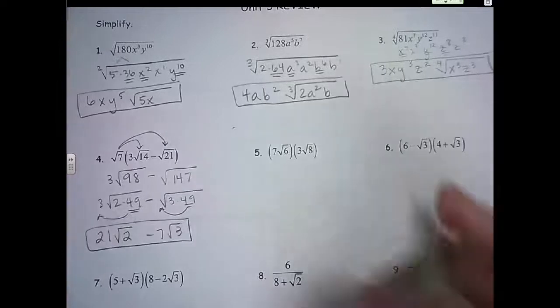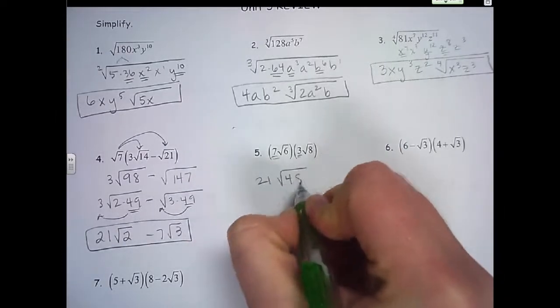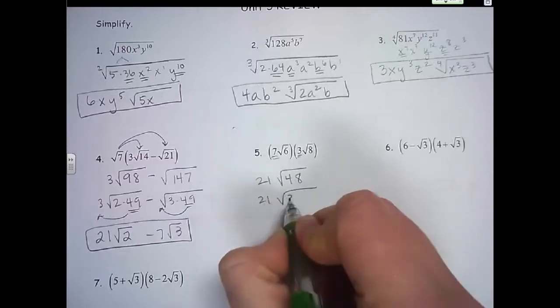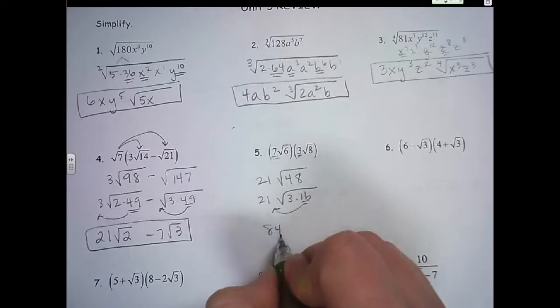Number 5, multiply outside the radical and inside the radical, and then simplify. So that is 3 times 16, which would be 84 square root 3.